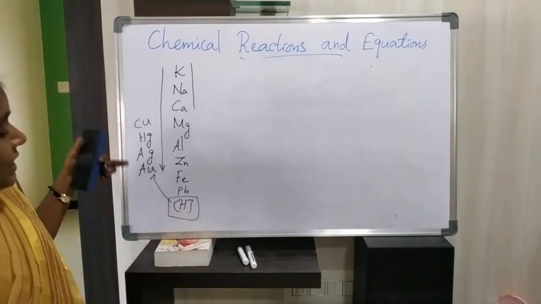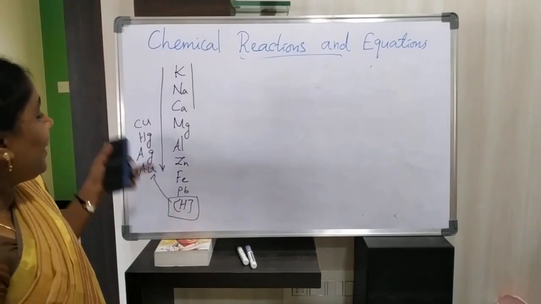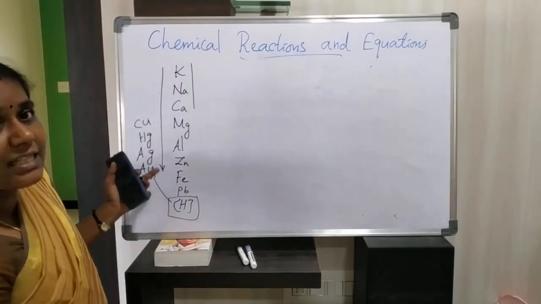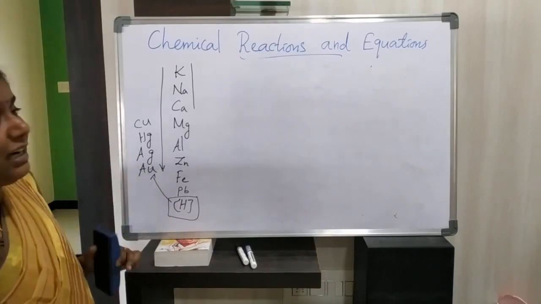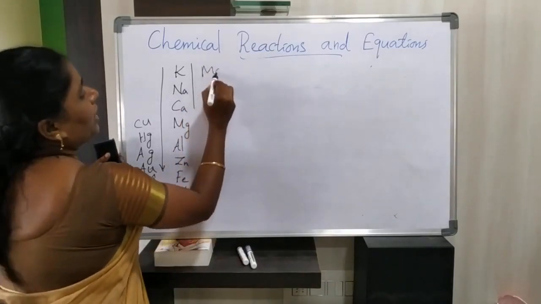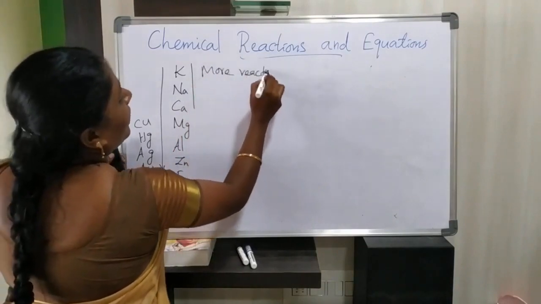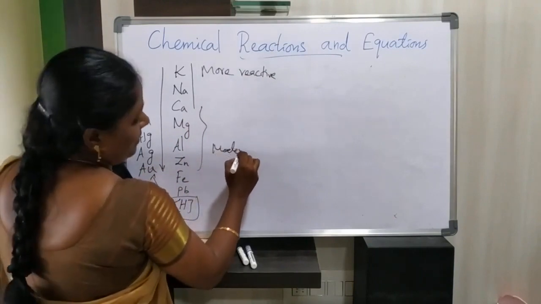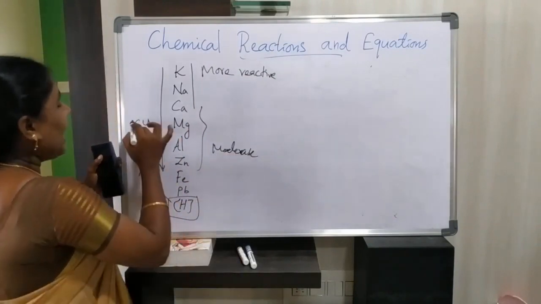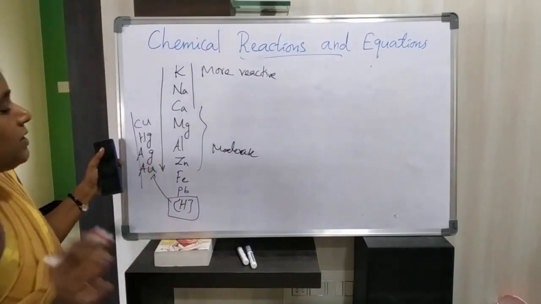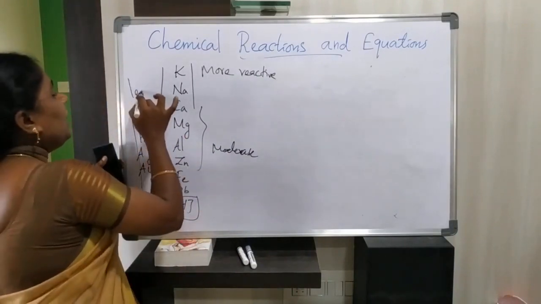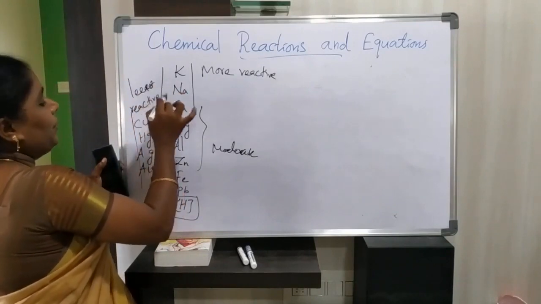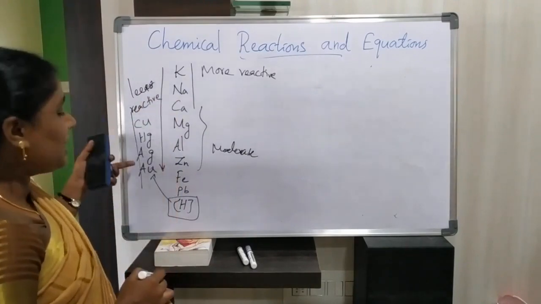hydrogen, isn't it? This hydrogen is placed here to separate the least reactive elements from the other metals. So, hydrogen is a non-metal. Compared to this non-metal, these are less reactive. These are more reactive elements, and in between we have moderately reactive elements, and these copper, mercury, silver, gold are the least reactive elements. What are these? Least reactive elements: copper, mercury, silver, gold.